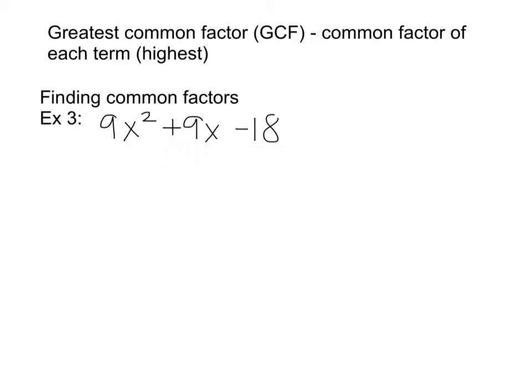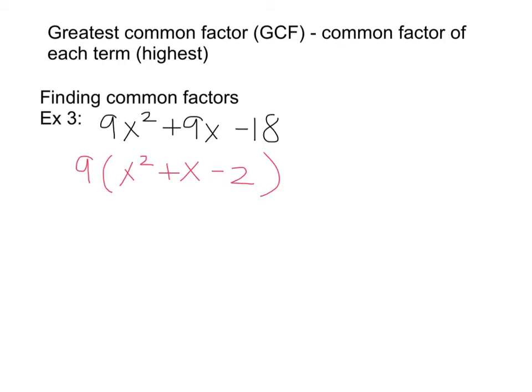So since all three of those do not have an x, they can't have a variable in common. So what number do 9, 9, and negative 18 have in common? So hopefully you know that they have 9 in common. So you take 9x squared, you divide it by 9, and that leaves you with just x squared. Take 9x, divide it by 9, and that leaves you with just x. Take negative 18, divide it by 9, and you get minus 2.